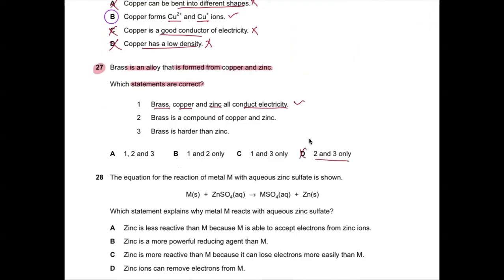So D goes wrong. Brass is a compound of zinc and iron. No, brass is not a compound. So if brass is not a compound, it's a mixture. So A and B go wrong. It means we are left with only option C. So C is the correct answer. Is this clear to all of you?